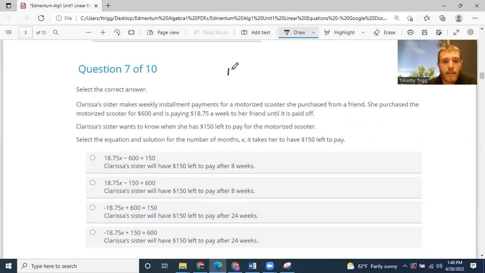Okay, well, she's paying $18.75 every week. So $18.75 times however many weeks it's going to take. Okay. Now the original price was $600, right? So let's see which of these makes the most sense. Since she's paying off her debt, they want to put it as negative. I think that's what they're looking at. Plus her original amount of debt is 600, because that's the original amount she owes. That's the price of the scooter. We want to know when will she have $150 left to owe. Okay. So that's this one.